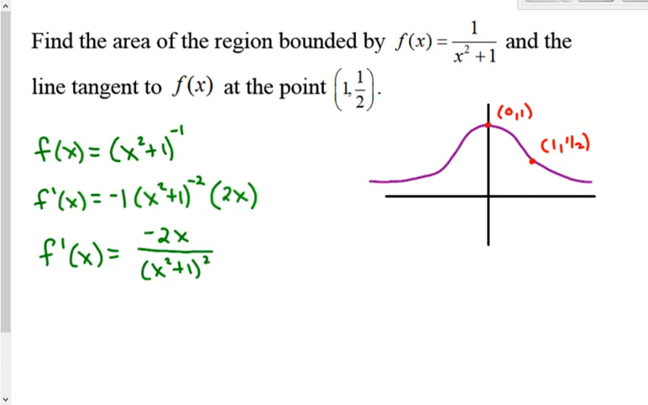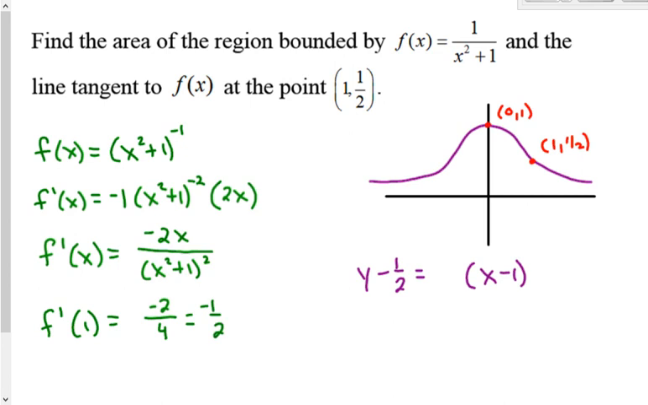Now my tangent line is going to be y minus 1/2 equals the slope times (x minus 1). I just have to find the slope. The first derivative tells me the slope. I want the slope when x is 1, so I put 1 in there: negative 2 over 1 squared is 1, plus 1 is 2, squared I get 4. Negative 2 over 4 is negative 1/2. So the slope is negative 1/2. So y minus 1/2 is going to equal negative 1/2 x plus 1/2. Take this over here, it becomes positive 1/2. So the tangent line is y equals negative 1/2 x plus 1.